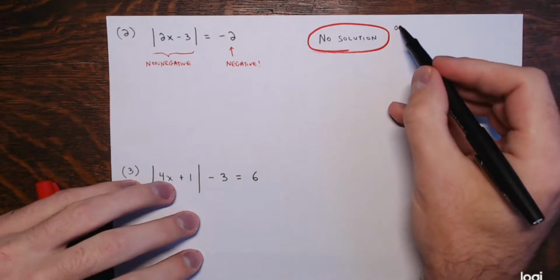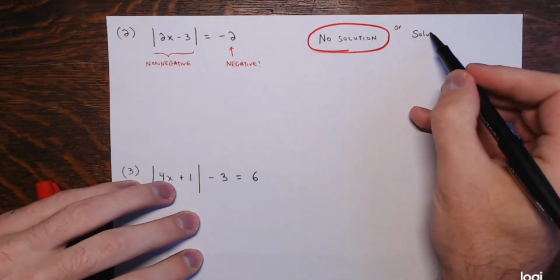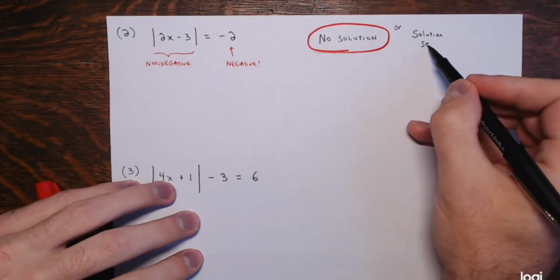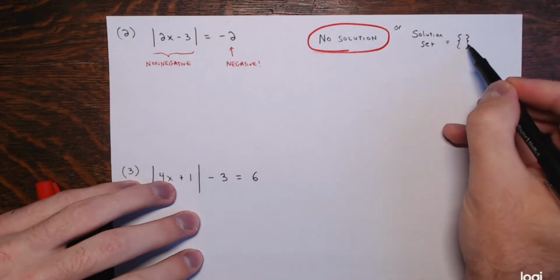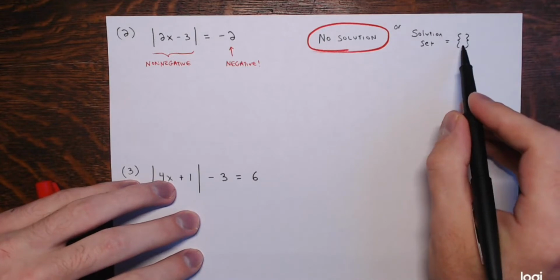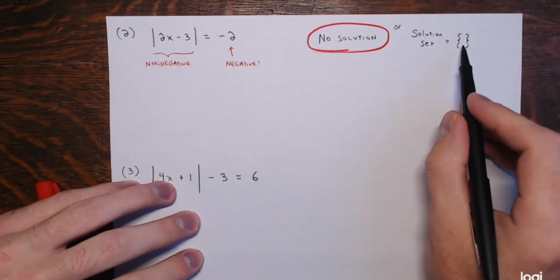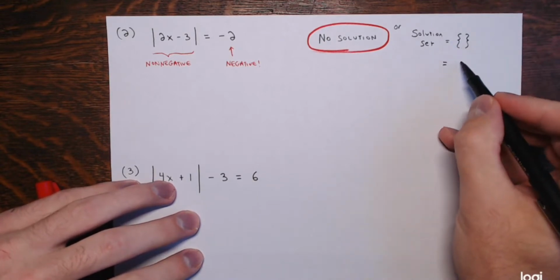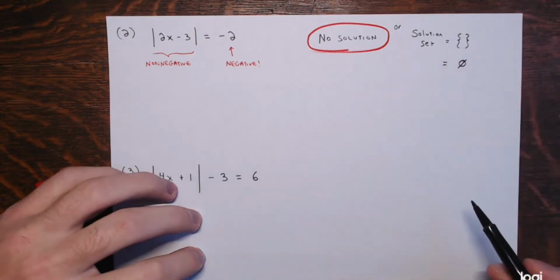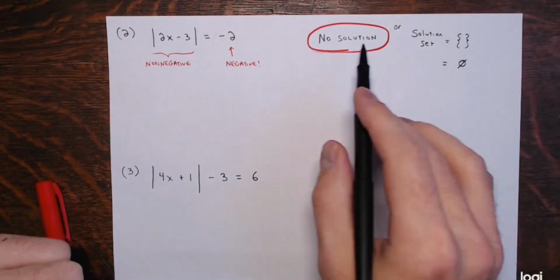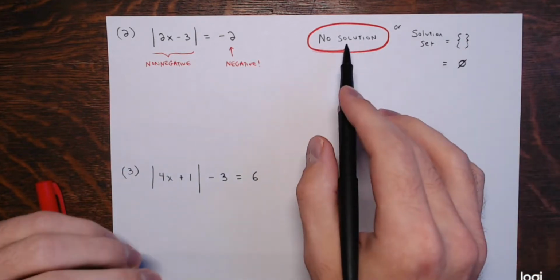Now they might also say that the solution set to this equation is what's called the empty set, right? So just an empty set of braces. There's nothing in it. There's no number I can replace the variable with to make it true. Or you might see this like a circle with a slash through it. This is called the empty set. But still, it means the equation has no solution.